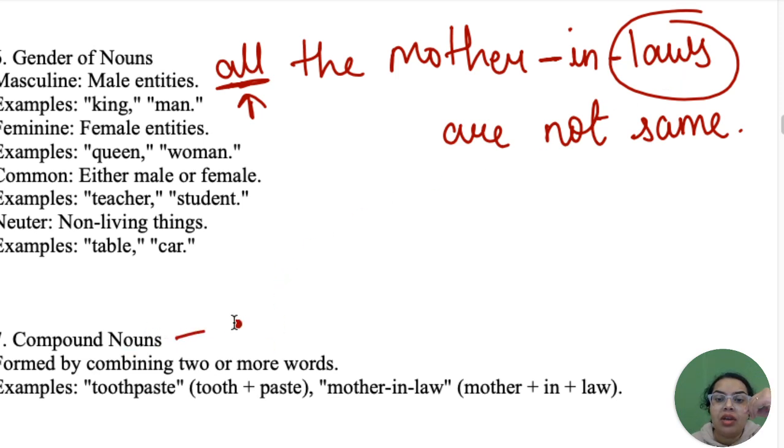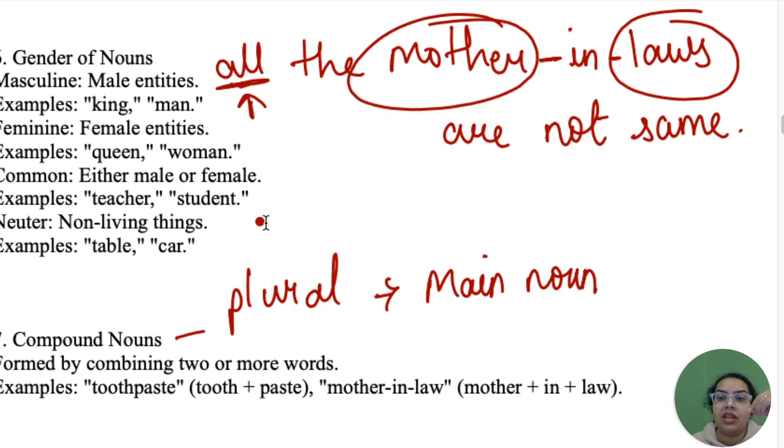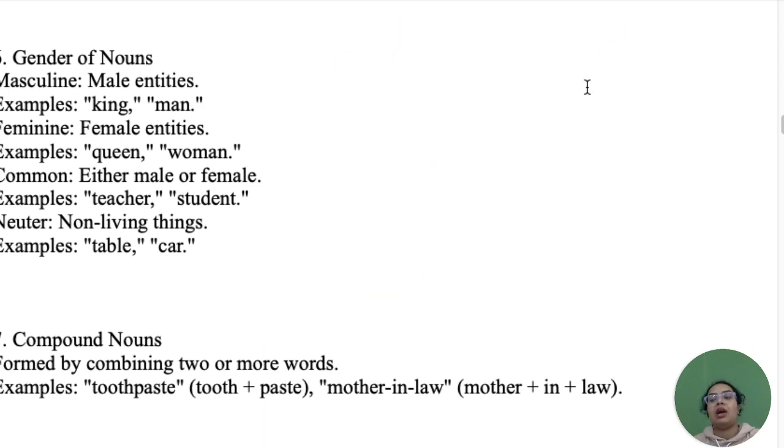So with compound nouns, if you want the plural form, always pluralize the main noun. Now the main noun is not in-law over here. The main noun is mother. There is one mother-in-law, there is a second mother-in-law, but it is mother that becomes second, this is the main primary noun. So it is going to be mothers-in-law. All the mothers-in-law are not the same. This is super important for you to understand. Okay, so now we'll practice some questions.